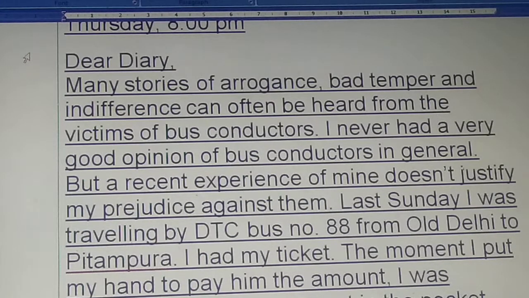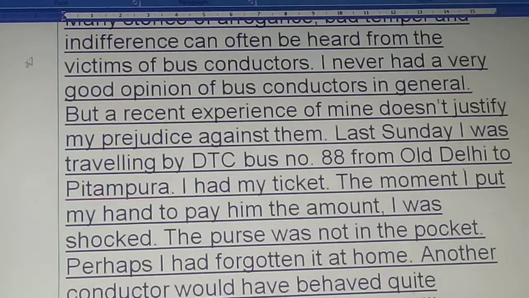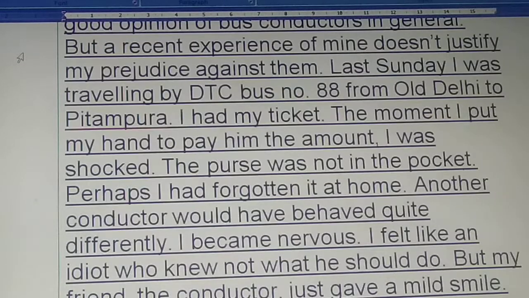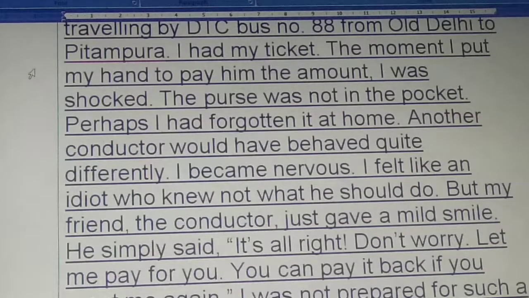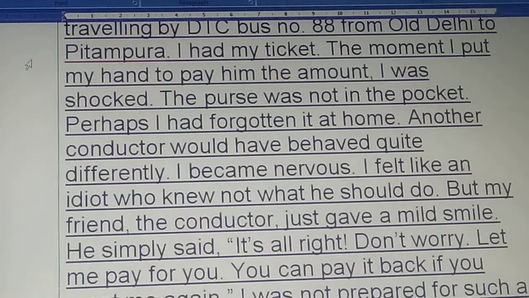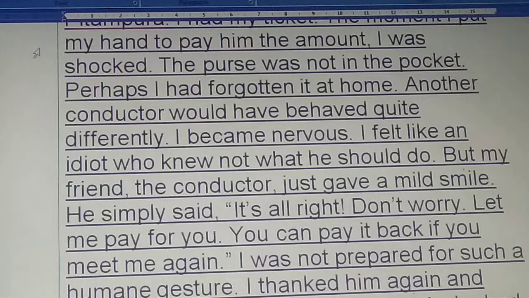I never had a very good opinion of bus conductors in general, but a recent experience of mine doesn't justify my prejudice against them. Last Sunday, I was traveling by DTC bus number 88 from Old Delhi to Pitampura. I had my ticket. The moment I put my hand to pay him the amount, I was shocked. The purse was not in the pocket. Perhaps I had forgotten it at home. Another conductor would have behaved quite differently. I became nervous. I felt like an idiot who knew not what he should do.